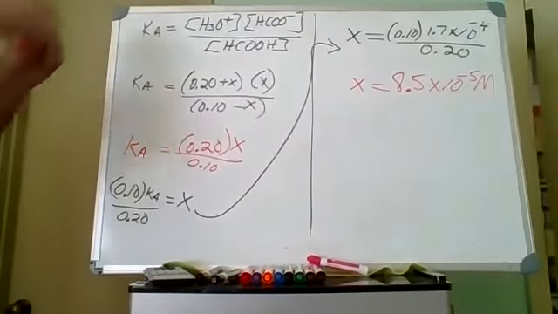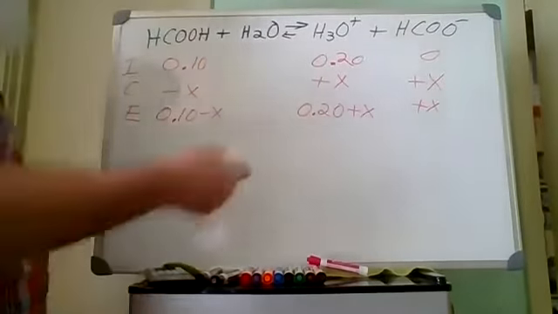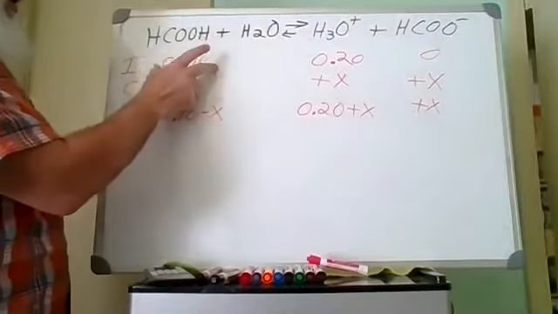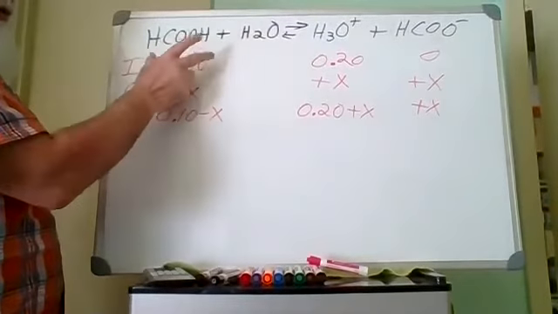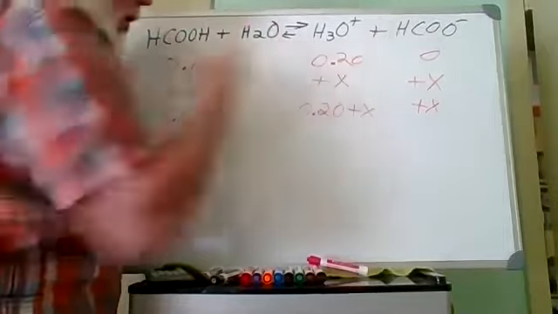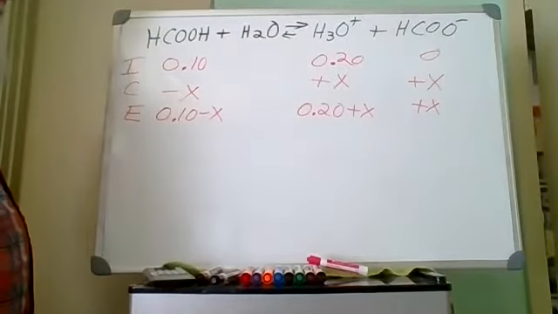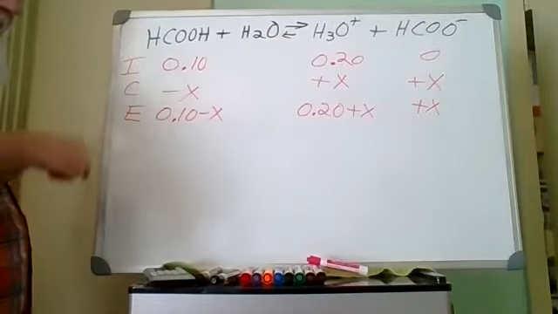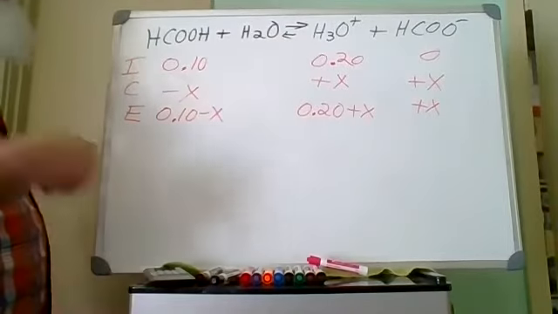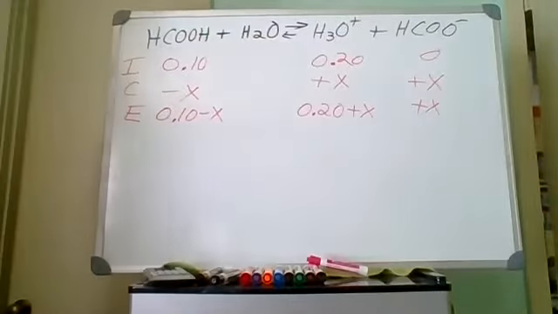Okay, the main thing again is we just tweaked our ice table a little bit. Usually we have some starting concentration for the free acid and the free base, and then the products are usually both 0. But since we mixed two solutions together, we mixed formic acid and sodium hydrochloric acid, the starting concentration of the hydronium ion is not 0, right?